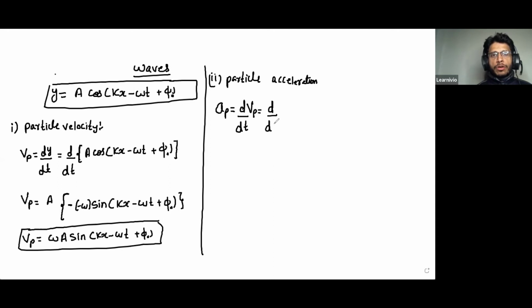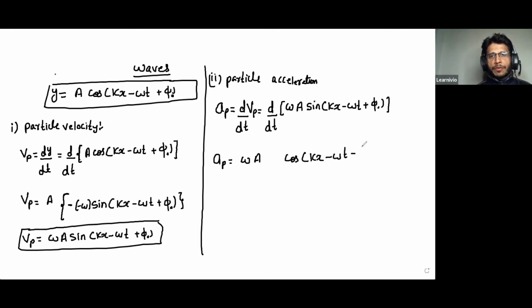So this is d over dt of omega A sin(kx minus omega t plus phi naught). So for the particle acceleration, omega A is constant. When you differentiate sine, you get cos(kx minus omega t plus phi naught). And with respect to t, you get a minus of omega, so take this minus omega outside. So your particle acceleration comes out to be minus omega square A cos(kx minus omega t plus phi).